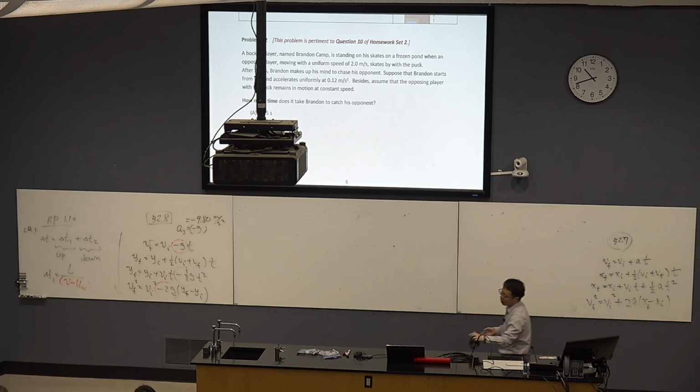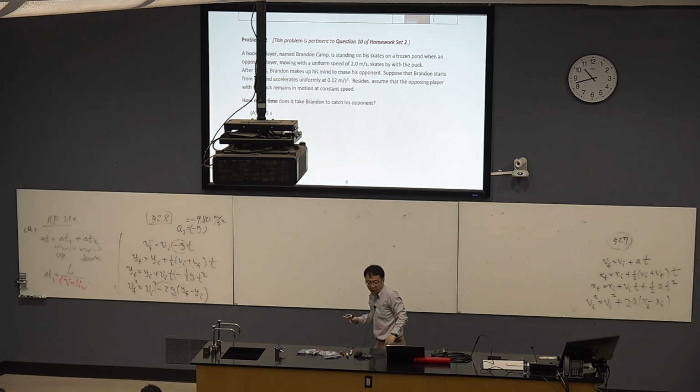Okay, so now let's look at the next question. How do we solve it? There are two persons, okay? One is called Brendan, and the other is his opponent. So these are two hockey players, right? And now let's consider the following. They want you to obtain the time that is required for Brendan to catch his opponent, right?